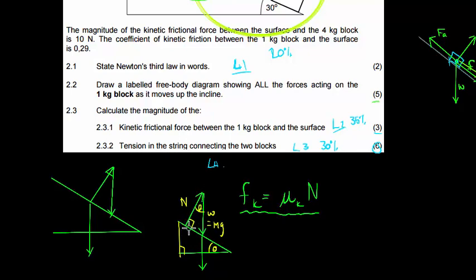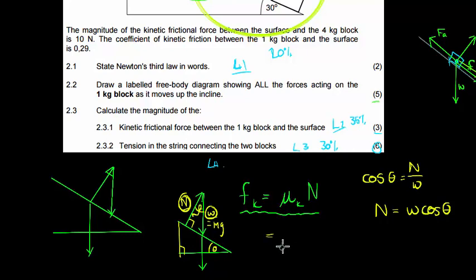Now, can you see the triangle? The normal force is what? Opposite, hypotenuse, or adjacent? Adjacent. The weight is what? Hypotenuse. So I've got the adjacent and the hypotenuse. Which trig function do I use? Cos. So cos of theta is adjacent, which is the normal force, divided by hypotenuse, which is the weight. So the normal force is weight times cos theta.